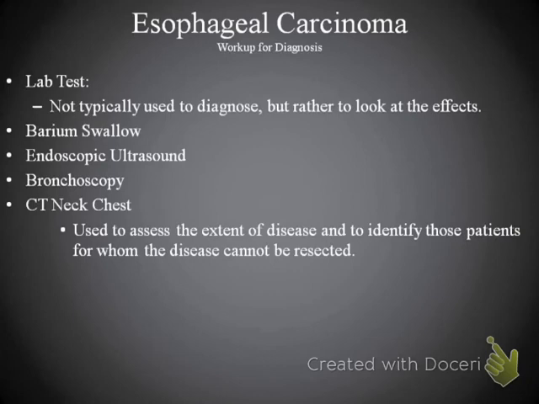CT of the neck and chest is used to assess the extent of the disease and to identify those patients for whom the disease cannot be resected. And so basically, CT is used to kind of plan everything out and to make sure that because there is a known carcinoma there, this carcinoma has not actually metastasized into the lungs, or it's not coming from the lungs and working its way up the esophagus. CT is used for more of a planning procedure than anything else in this case.